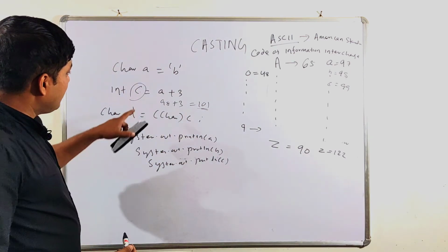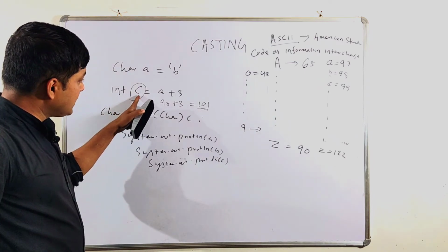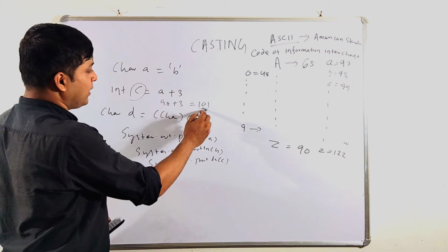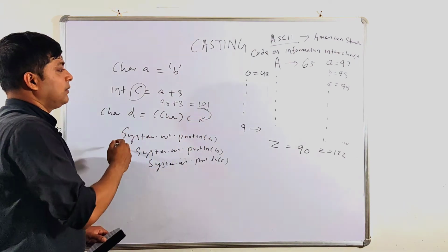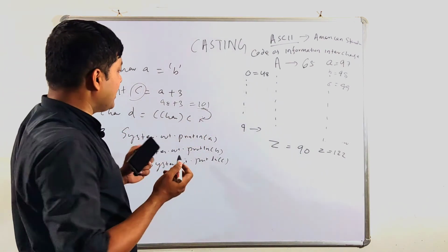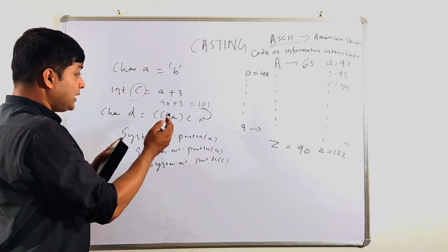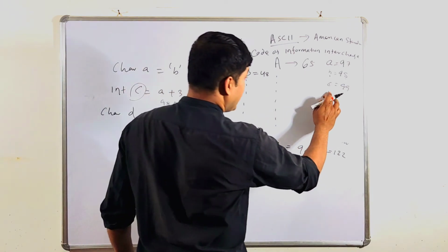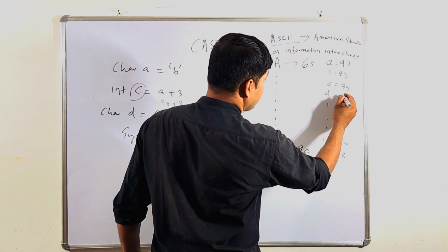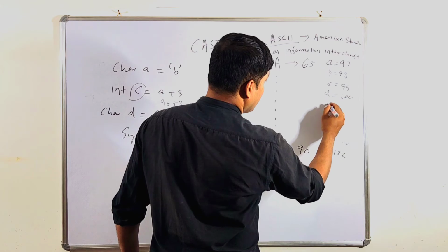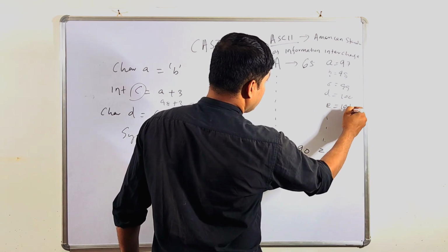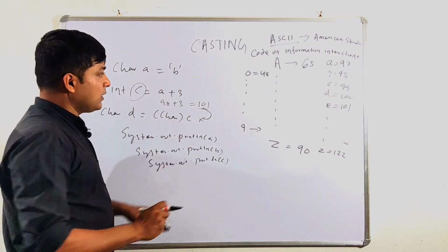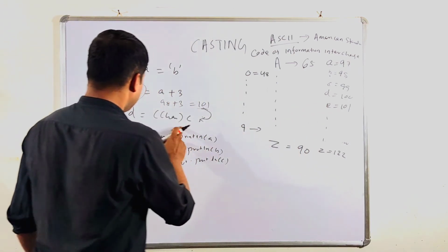Again, what I have done is the c value will be converted again into character format. When 101 is converted into character format, which character has ASCII value 101? c equals 99, d equals 100, e equals 101. Like this way you have to convert. So which character's ASCII value is 101? e. So the answer is e.